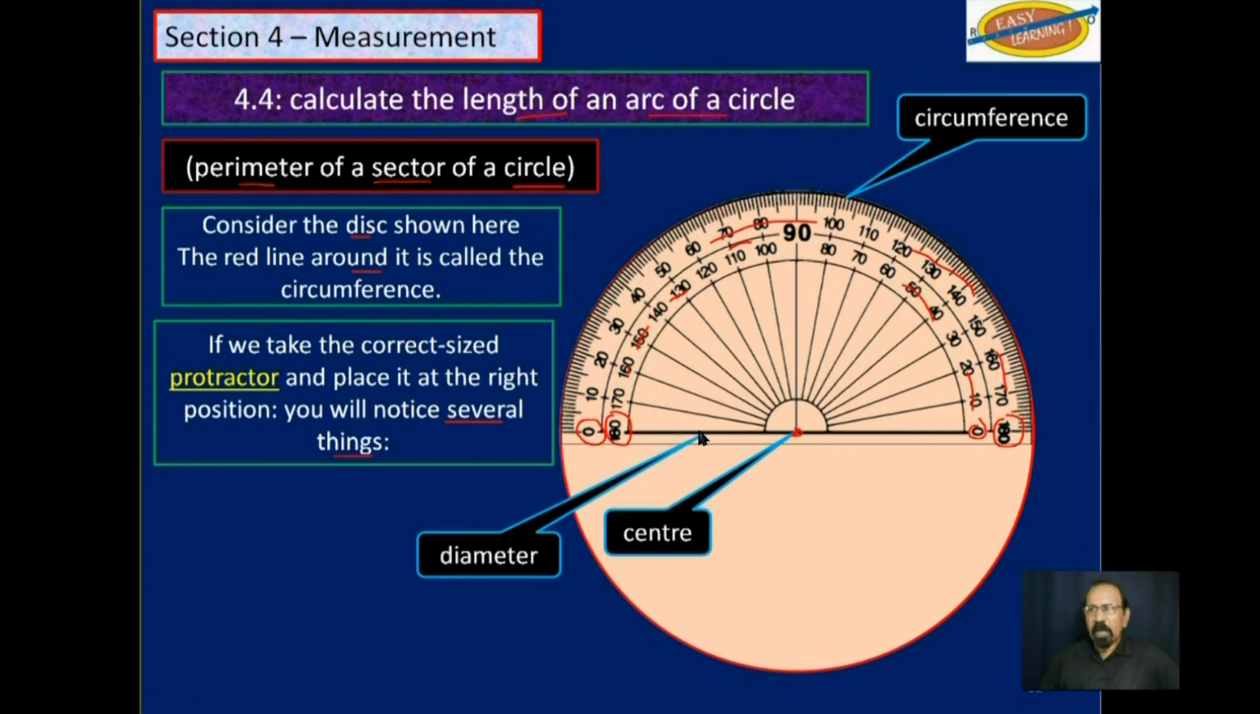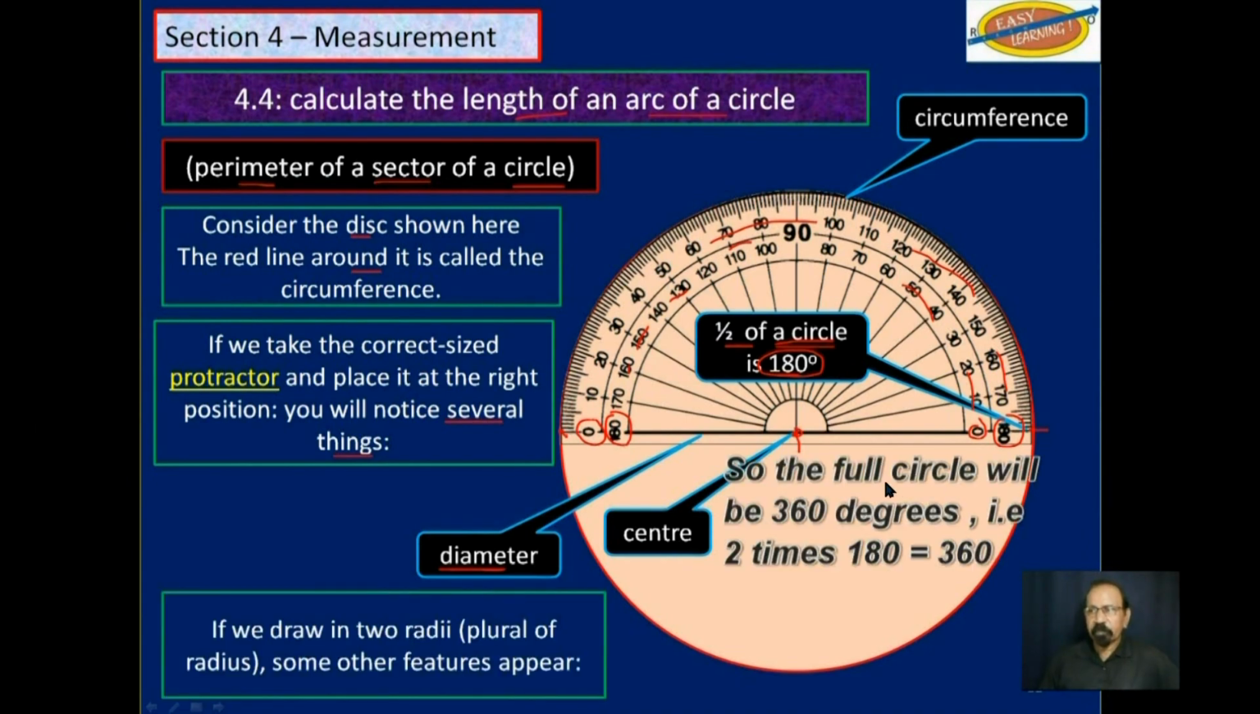If you draw a line from one side of the circumference through the center to the other side of the circumference, that line is called the diameter. It's actually two radii opposite each other. And this protractor here covers half of a circle, which is 180 degrees. Keep that in mind. Half of a circle is 180 degrees.